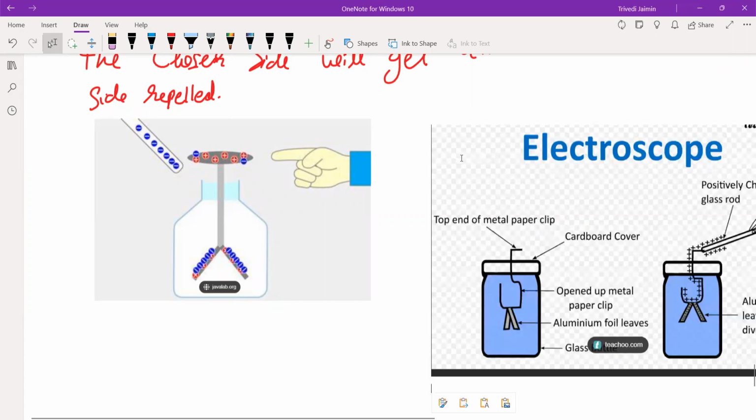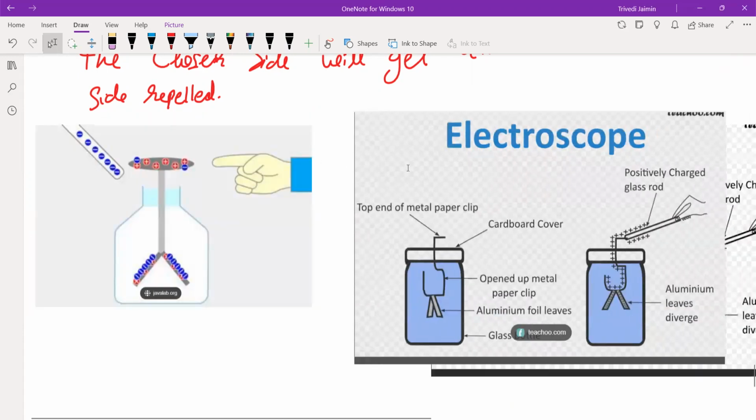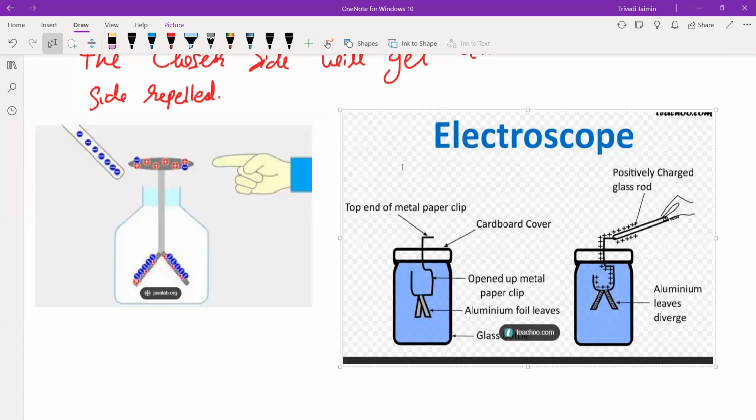Paste one picture. It is called an electroscope. Okay, so when you see here, it is cardboard covered here, and it is a metal ring. Simple. I'll give you a simple explanation about this one. No need to go into detail about this one.